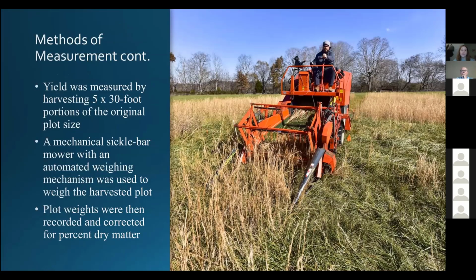And so some more methods of measurement. The way yield was taken was measured by harvesting a 5 by 30 foot of the original plot size. So this is actually a picture that Dr. Henning sent me from that day they were measuring yield. This is the mechanical sickle bar with the automated weighing mechanism that they actually used. And then plot weights were recorded and corrected for percent dry matter.